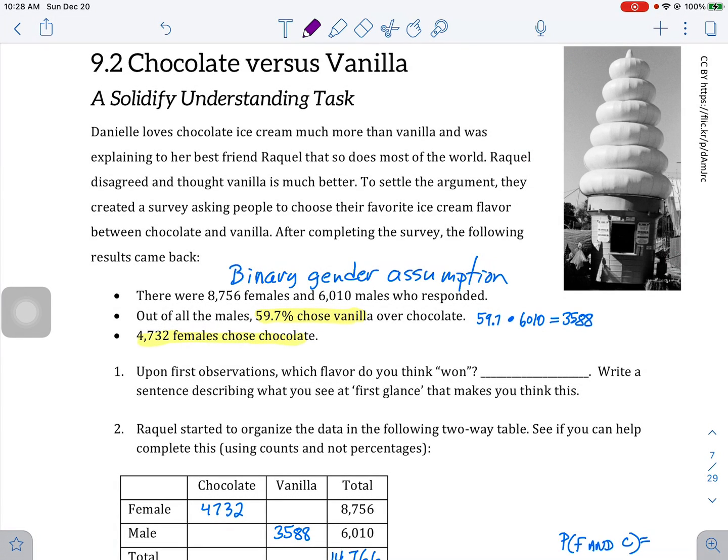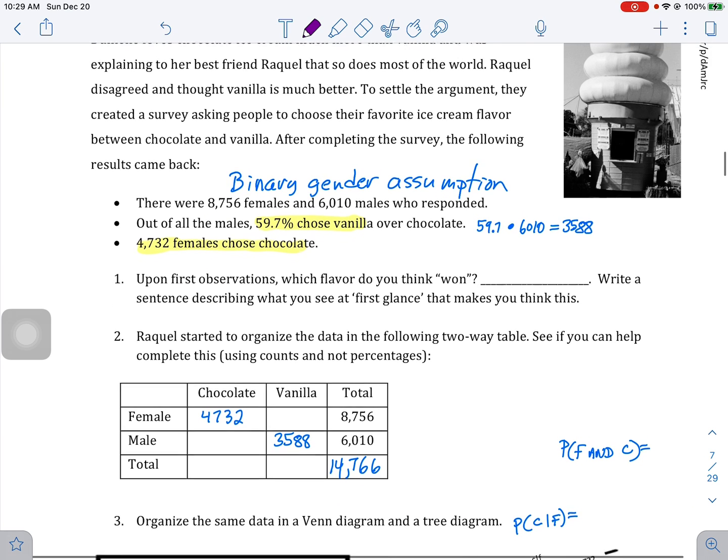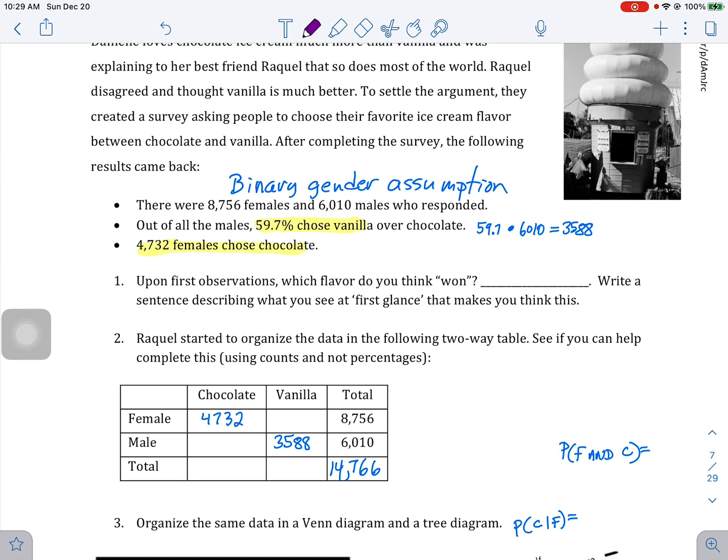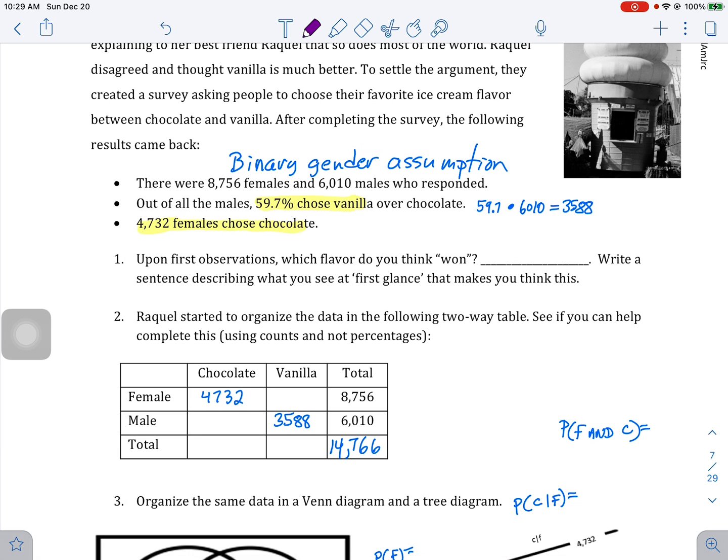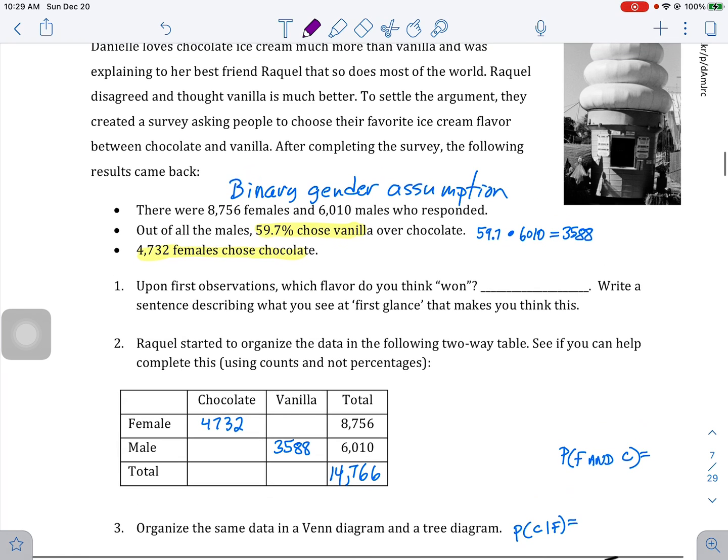Welcome. This is 9.2 task. It's called chocolate versus vanilla. And you're looking at some different probabilities based on a set of data here. And the idea is which flavor, is it chocolate or vanilla? And then the data is broken by gender. They're assuming a binary gender, which is a bit outdated, but that's the data that they have.